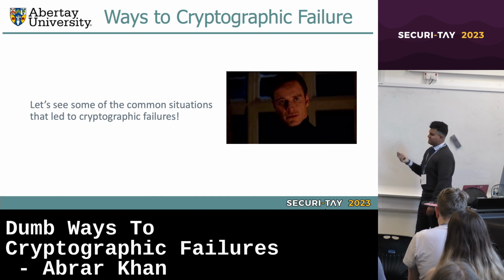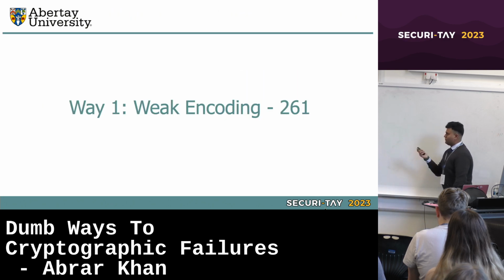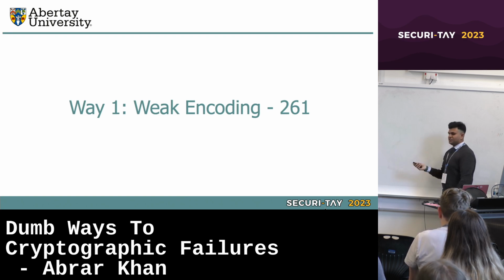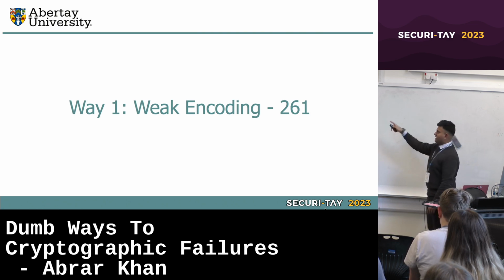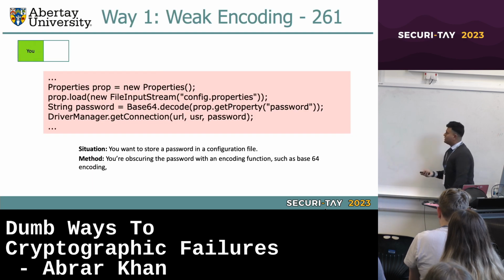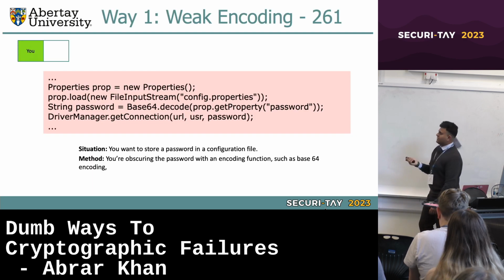Okay, so now let's just see some of the dumb ways through which we achieve those cryptographic failures. Way one is weak encoding. All of the vulnerabilities that I'm listing, I researched them through CWE, the Common Weakness Enumeration library. You can go search on that. Every weakness has a number associated with it. So as you can see, this one is a code.